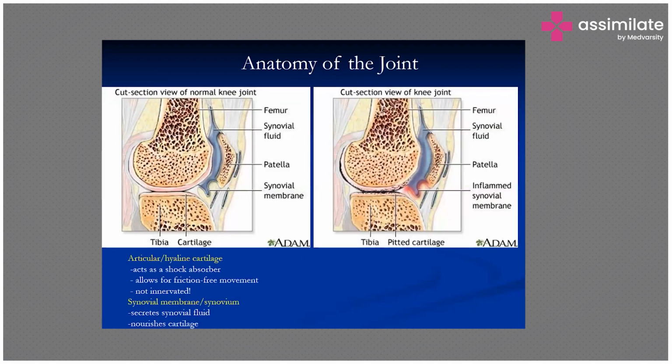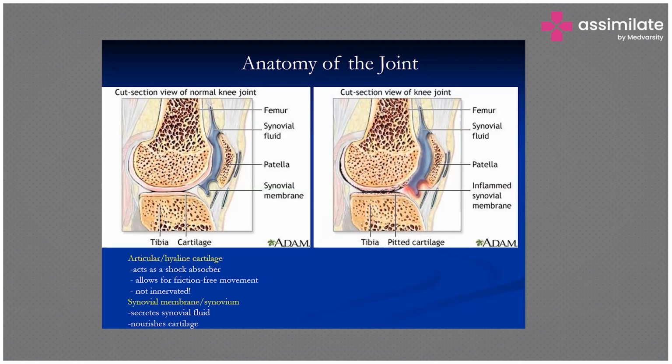To understand any disease, any pathology, we need to understand the anatomy. What do you see here? A cut section of a normal knee joint and a cut section of a knee joint that has been affected. Just note the significant points from the exam point of view. You see the cartilage part, and in the second image there is pitted cartilage. What do you understand by pitted cartilage? Pitted means there is a kind of degeneration of the cartilage.